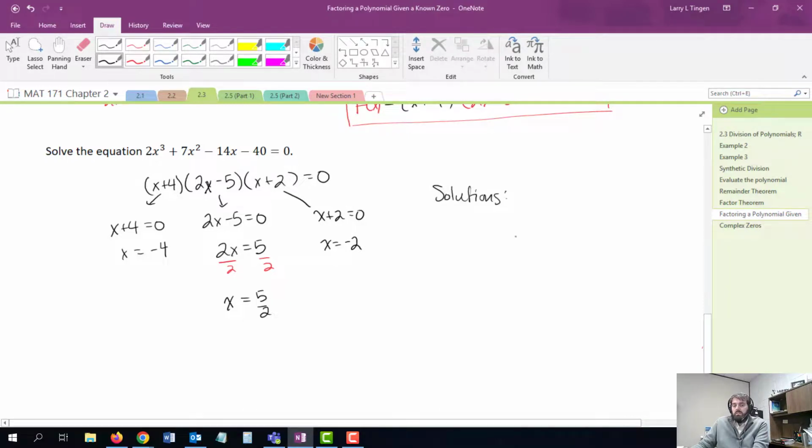So what are my solutions? Ooh, that looks like a man with an overgrown nose. That's much better. What are my solutions here? They are negative 4, negative 2, and 5 halves.